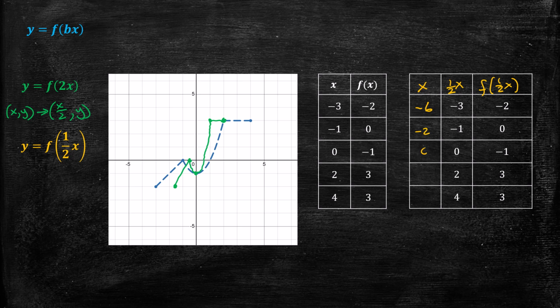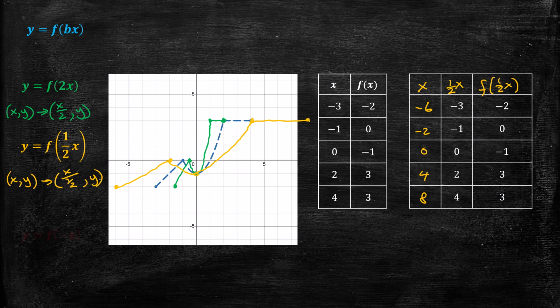So let's see what effect this has. That becomes 4, that becomes 8. So if we graph those, -6, -2, -2, 0, 0, 1, and then we have 4, 3, and 8, 3, which is, I guess, a little bit off the graph there. And if we connect those, hope you see that we have a horizontal stretch of factor 2. So even though b is a half, the result is a horizontal stretch of factor 2. So I could write that as 2x, but I'll write x over a half comma y.